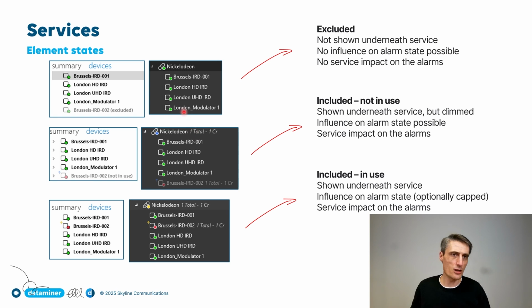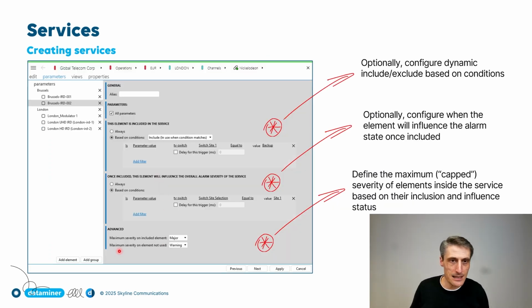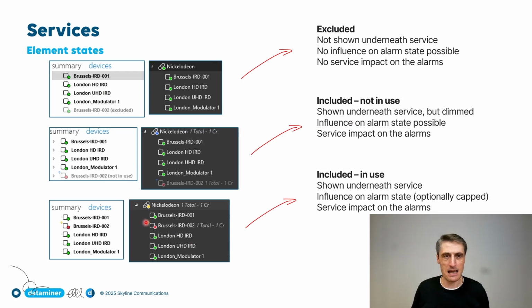Either you go for just a complete exclusion inclusion, the simplest form you could say, or you go for that not in use state where you can do that bubble up. That bubble up capping here, that warning, let me go back one slide. That's the capping that is being defined here. The maximum severity on an element not in use is warning. So if it's critical, it's still gonna bubble up warning because that's the maximum it can bubble up in a not used state. For an element which is included, you typically go up to the full critical, but there is a possibility to go for a major bubble up, and that's an example we have here.